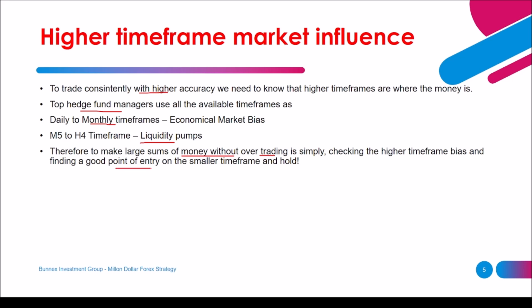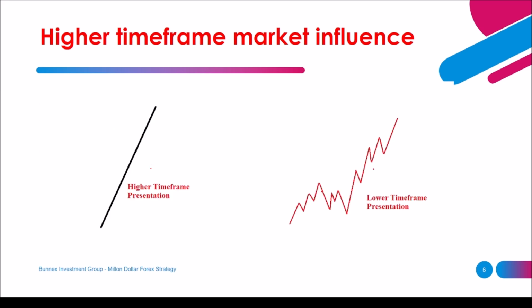So this is the summary of the whole video: finding the higher time frame bias, finding a good point of entry, and then hold, just like that. That is what you need to do, right? Why do we say so? On the higher time frame, if we look at an impulsive move that has been issued on the higher time frame, it will look like just one move like this.